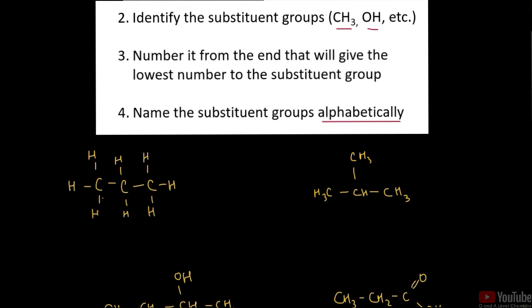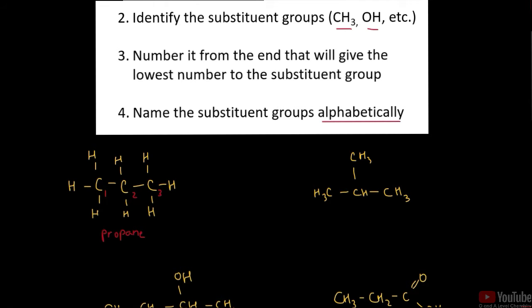So this one, the longest possible chain is 3 carbons. So 1, 2, 3, and we cannot see any difference. We don't see any substituent group here. These are all hydrogens. So this is straightforward. This is propane. So we're going to move on to this one.